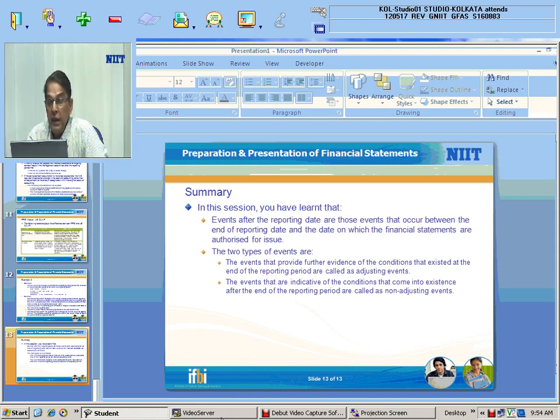There are events that are indicative of conditions that came into existence after the end of the reporting period. These are non-adjusting events. If these events are material, then they should be disclosed by way of notes to the financial statements, that much. But it requires no adjustment or changes in the numbers in the financial statements already prepared. Okay, so we'll have a short break at this point, and then we'll discuss price earning per share. That's another important concept which we'll explore in the next session.